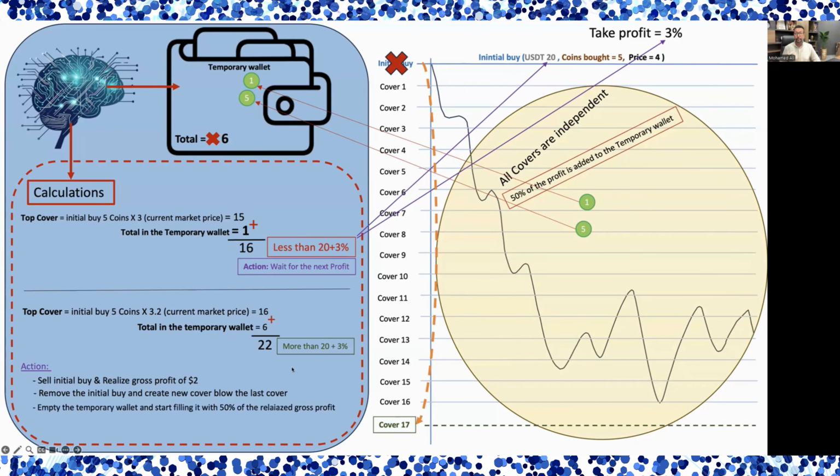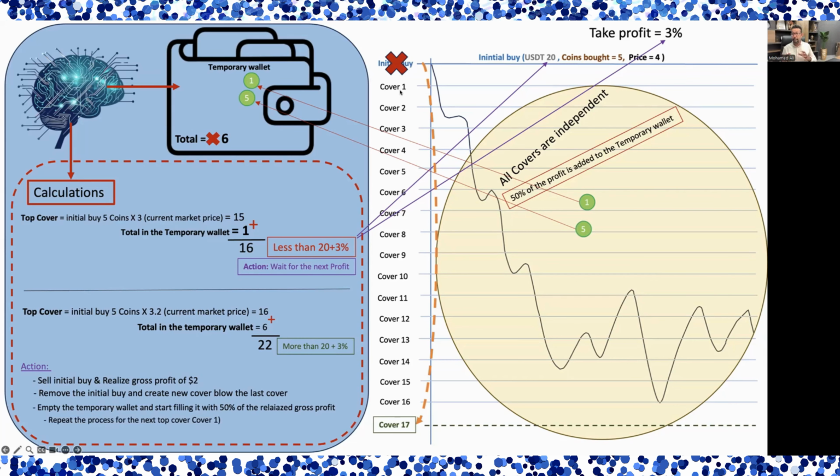What else? So in this case, since we have used the 6 USDT or $6 that was in the bank or in the temporary wallet, it's going to empty the wallet and start all over again. And start by using 50% of this gross profit and add it to the temporary wallet. And repeat the same process now with the top position not being the initial cover anymore. It's going to be cover 1.